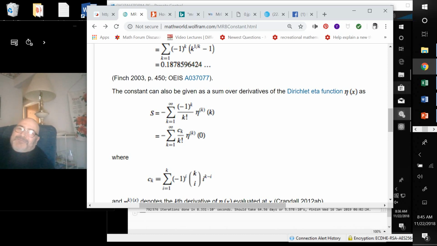Here's another sum the late Richard Crandall discovered. Instead of taking the kth derivative of eta of k divided by k factorial, you take the kth derivative of eta sub 0 times c sub k, where c sub k is the partial sum of this series right here.